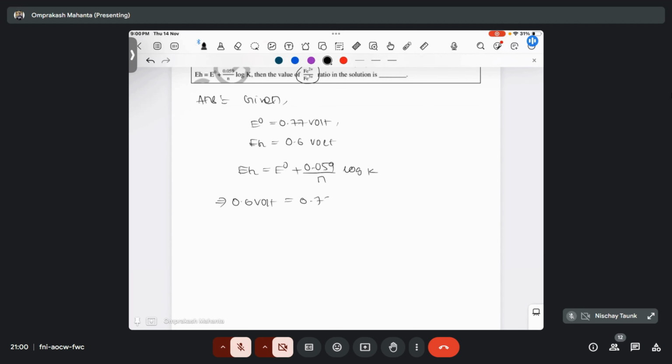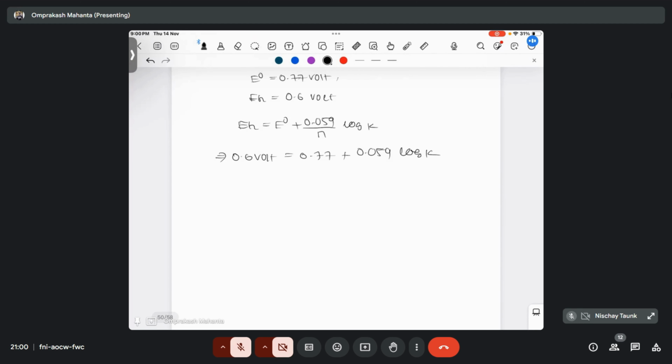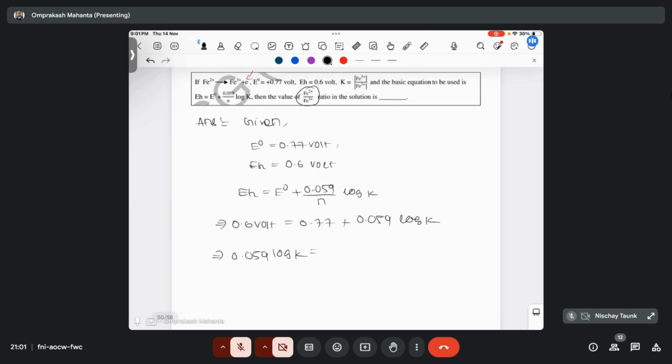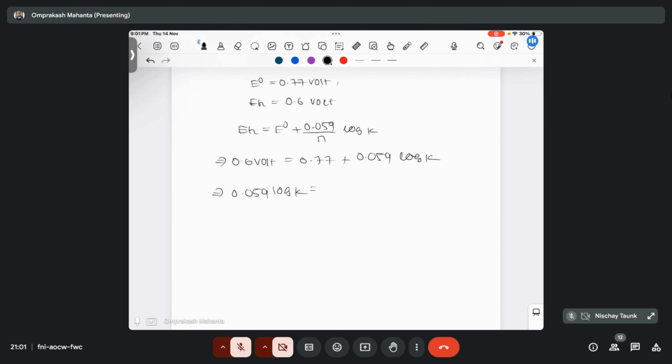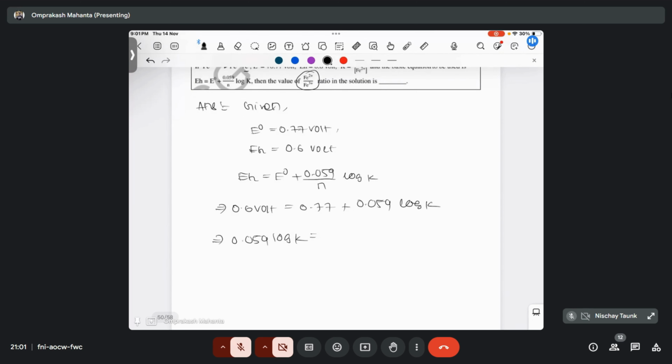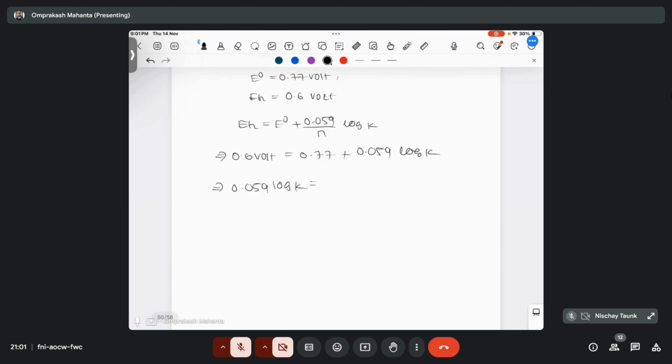E0 is given as 0.77 plus 0.059 by 1, basically, times log K. So I can write 0.059 log K equals to... 0.059 by 1, it's 1 now. So 0.6 minus 0.77, which is minus 0.17.